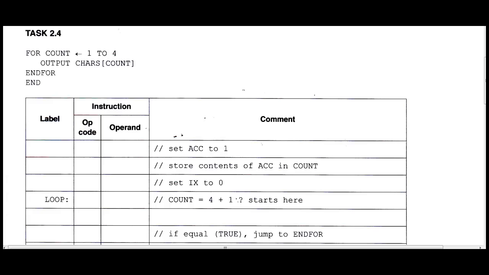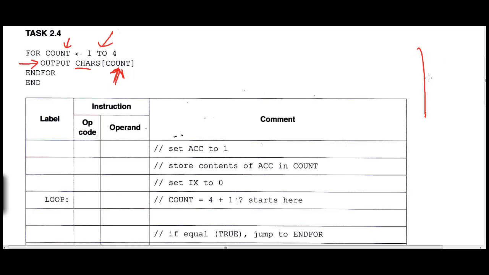Okay, in task 2.4 we are going to run a loop, and in this loop we are trying to output the contents of an array. So this is an array, and count is being used as an index. This count is basically being used to run our loop, and it is also being used as an index for the array.